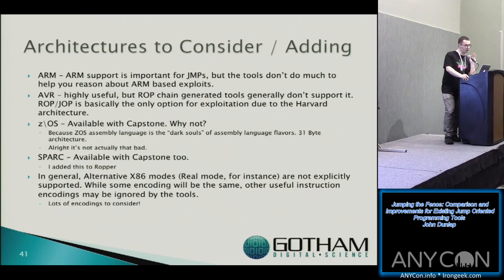Now we're going to talk about architecture. Right now, the current tools don't support architectures like ARM, AVR, and Sparc super well. While most people doing this kind of exploit are going to be doing it on x86, these other architectures are actually highly useful with jump-oriented programming. These are the places where you'd want to start thinking about doing it.